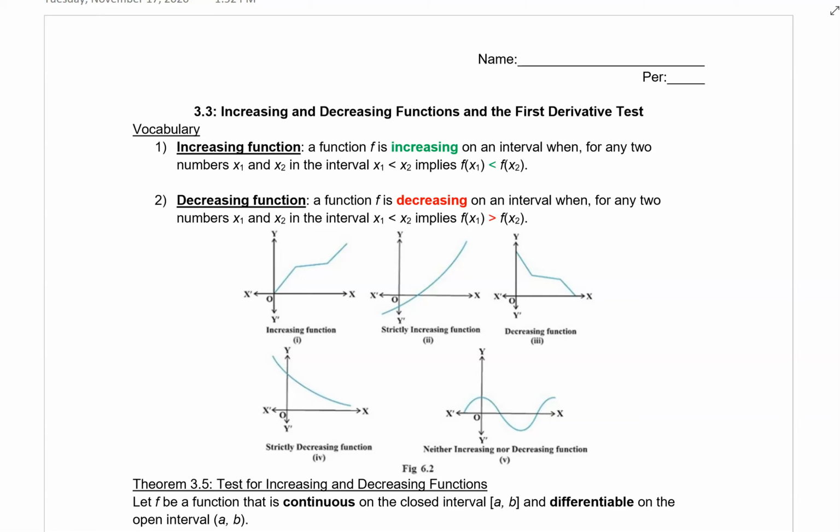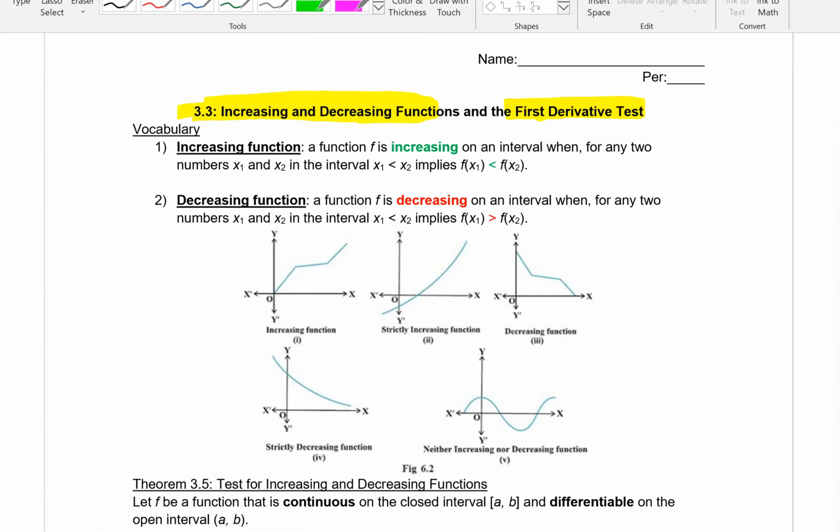Welcome class to our video notes section on 3.3, where we are looking at how to find where a function is increasing and decreasing, and using the first derivative test to combine with that information of increasing and decreasing to locate maximum and minimum values. So it's related back to section 3.1.